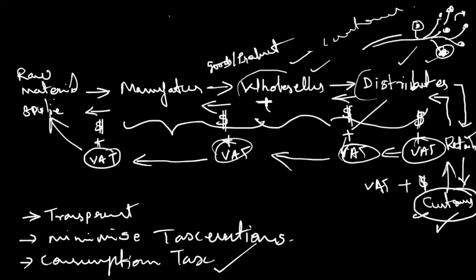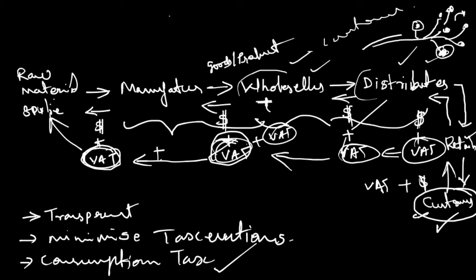So what happens if there is a cascading effect? That means the manufacturer is charging a new VAT to the wholesaler. What happens? It is a huge burden, right? The same tax will be taken from different wholesalers. So how can it be calculated?